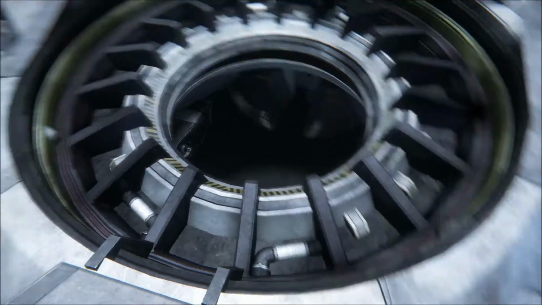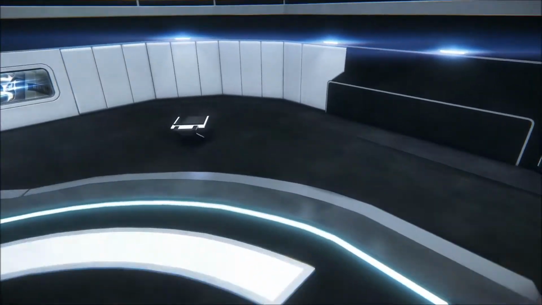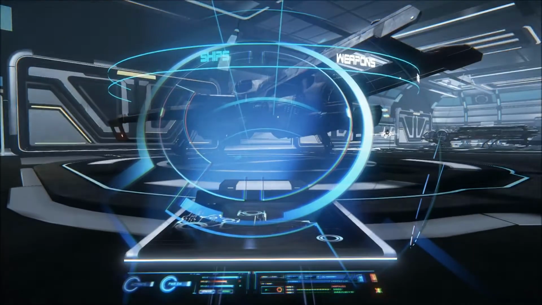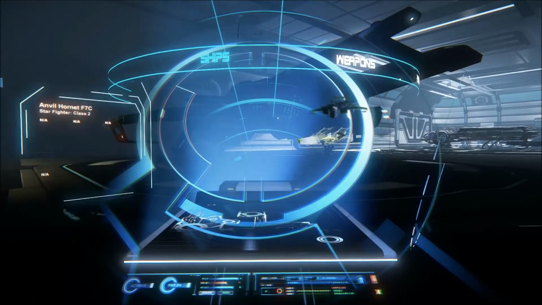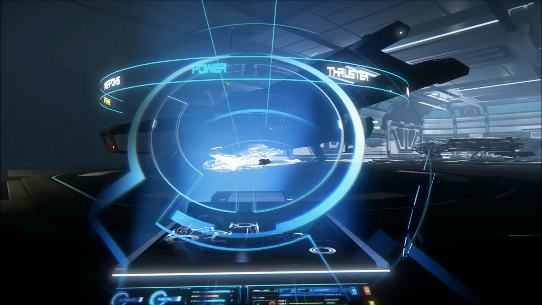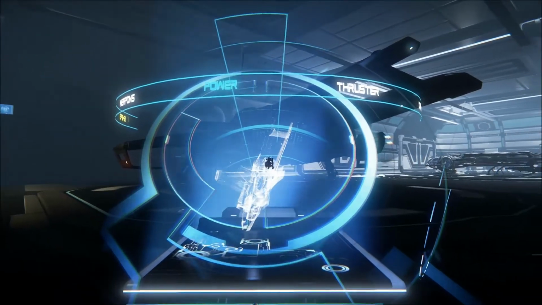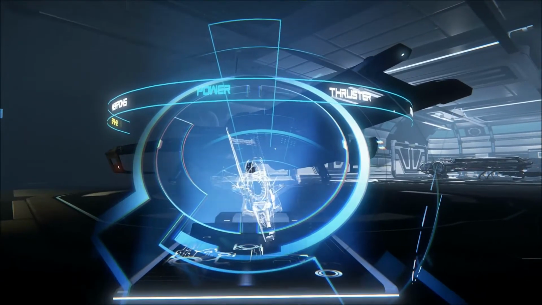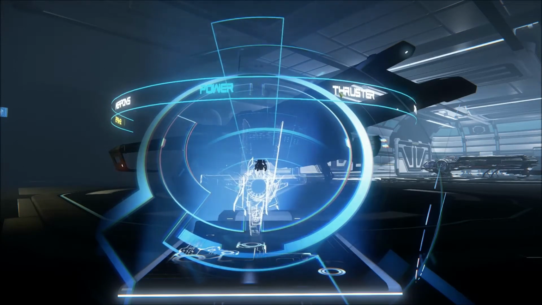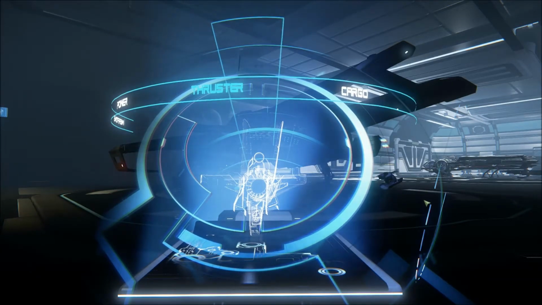Yep, big empty hole where the turret used to be. The box, I guess. That's with the engine now. I think it might be the thruster. Let's put that in the storage. Let's see what that does.